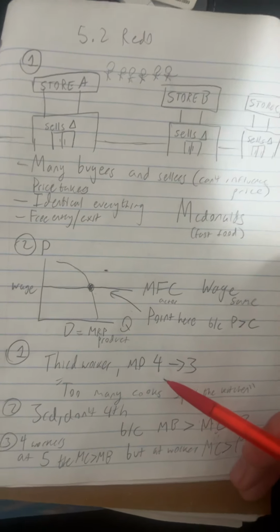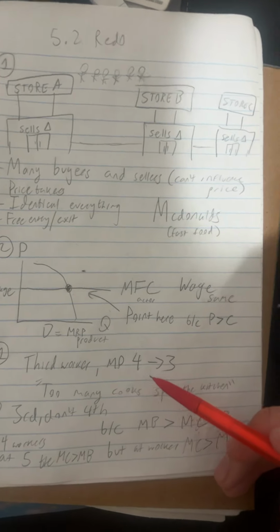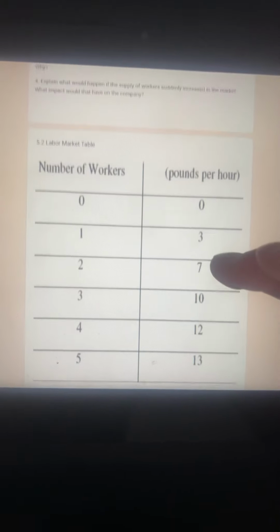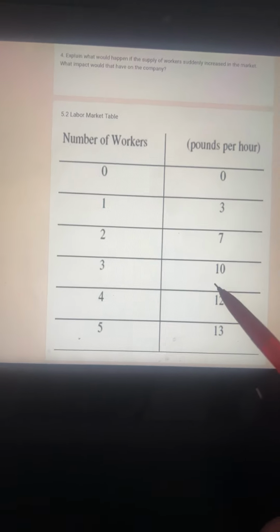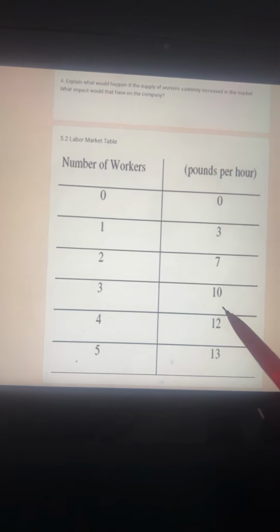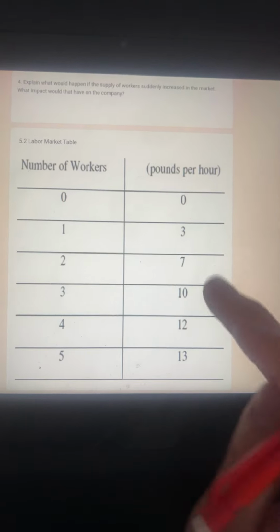And then for the second part, at which worker does diminishing marginal returns occur? This is going to occur at the third worker because your marginal product is going from 4 to 3. And this happens because too many cooks spoil the kitchen.